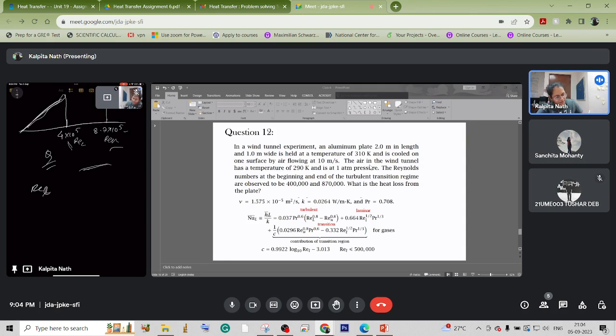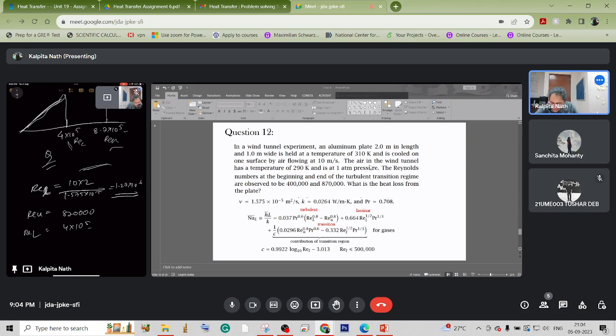REL that we will calculate. It will come out to be 10 into 2 upon 1.575 into 10 to the power minus 4. This will come out to be 1.27 into 10 to the power 6. REU, that is the upper limit, is 8740 zeros. And REL, that is the lower limit, will come out to be 4 into 10 to the power 5.